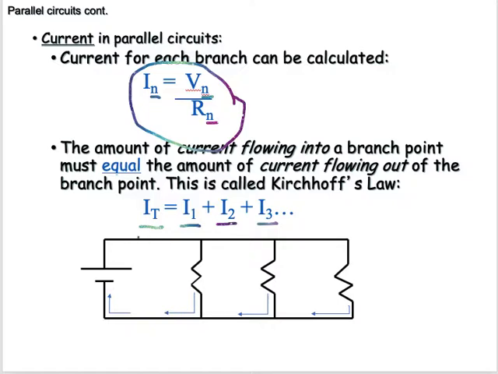So if I wanted to find the total current in this system, I would have to calculate the current here at branch 1, here at branch 2, here at branch 3, and then I would need to add them all up. Of course, this diagram doesn't have any numbers, so we can't do that here, but we'll do that on a slide that is coming up in just a minute.